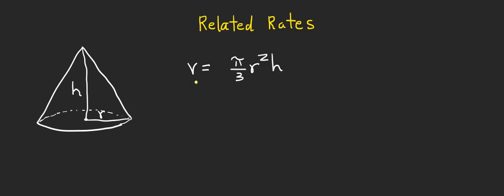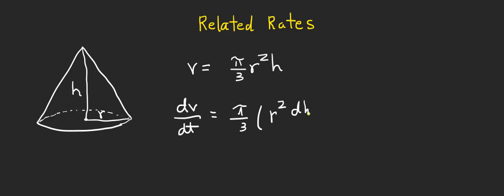Now, what about the volume of a cone? You know that the volume of a cone is pi over 3 times r squared times h. So how do we find the rate of change of the volume with respect to time? Well, that's going to be dV over dt. In order to find the derivative of that, notice that pi over 3 is a constant, and we have to find the derivative of this with respect to time. So we have to use the product rule. It's going to be r squared times the derivative of h with respect to time.